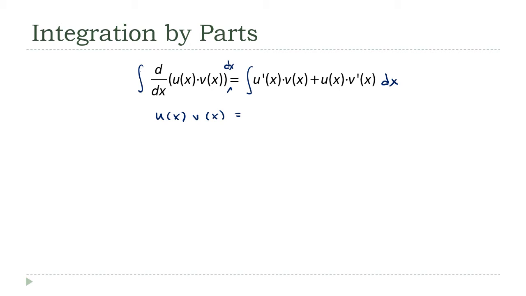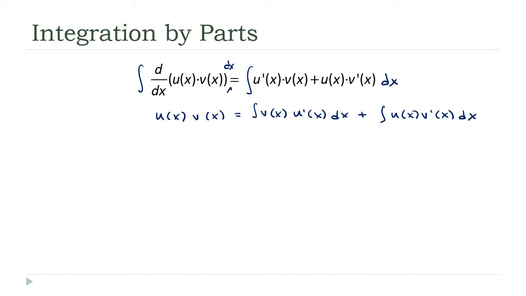And on the right-hand side, I'm going to split this up. I'm going to make this the integral of u prime of x v of x. Actually, let me rearrange that. Let's make this the integral of v of x u prime of x dx plus the integral of u of x v prime of x dx.